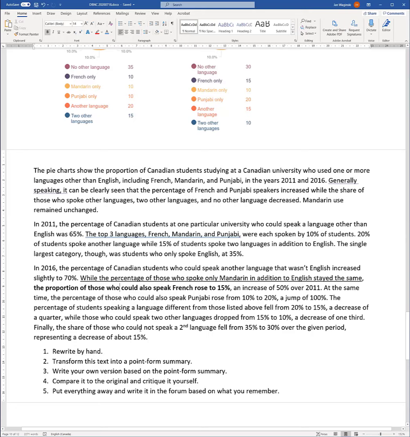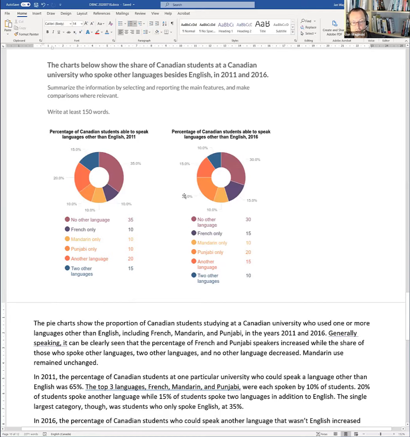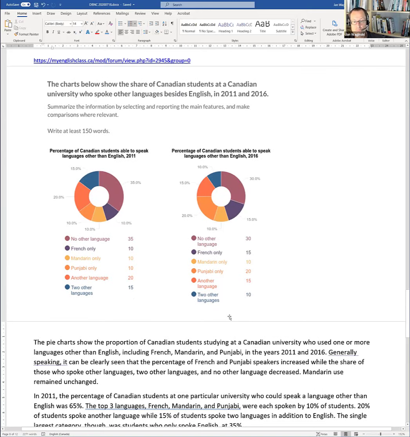When you're done, transform this into a point form outline and then write your own version based on the point form summary. And you can compare it to the original because they should be fairly close. There's lots of different ways you could describe these different components, and we've talked about those during class. So you can do your best to critique your own version. But then a good test of yourself is to put everything away so you can't see your notes, you can't see your outline, and then simply looking at the chart, write it again. So this is your third time at least writing it. Okay, and that's the version that I'll check.